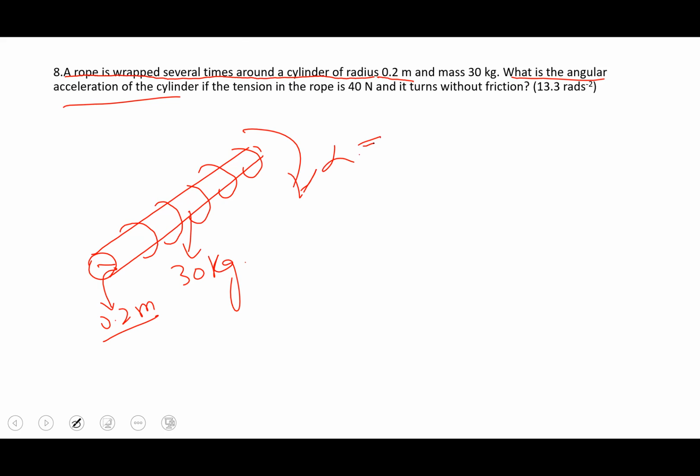In this case, we have to find alpha. And if the tension in the rope is 40 newtons and it turns without friction, we have to find the tension: if this rope is being wound and being pushed, then how much is the tension in this rope?